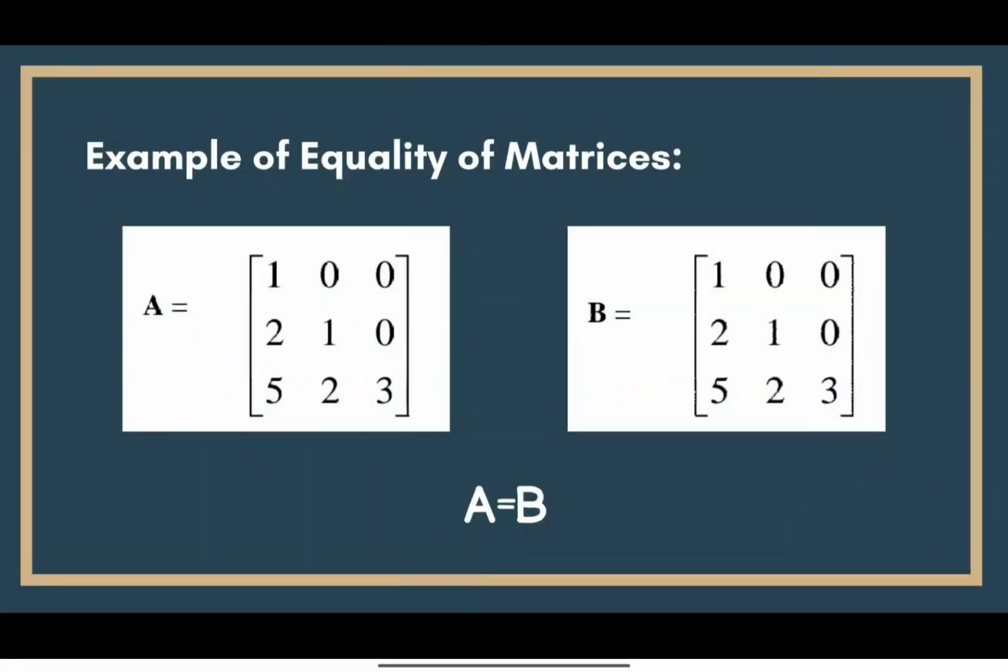Let us take a look at this example of these two matrices, wherein matrix A is a 3 by 3 matrix and matrix B is also a 3 by 3 matrix. All the elements are the same in both matrix A and matrix B. They also have the same arrangement and the same number of columns and rows. That is why these two matrices are equal.